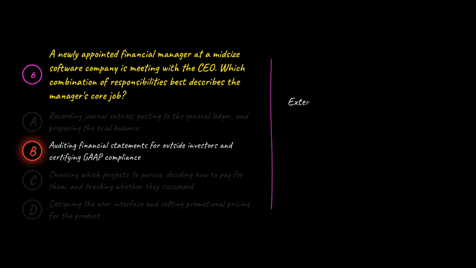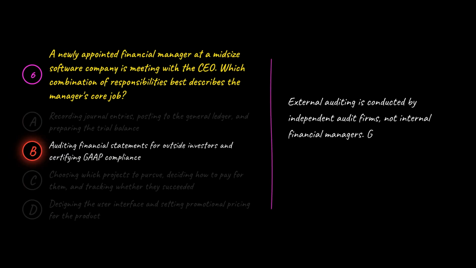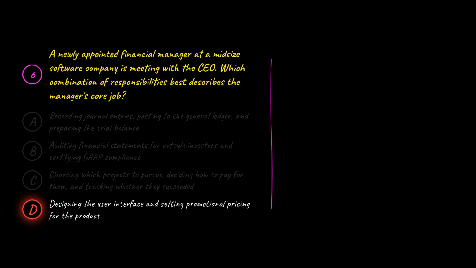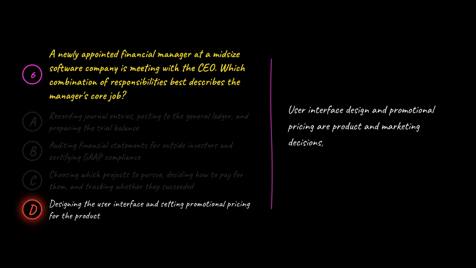B is wrong because external auditing is conducted by independent audit firms, not internal financial managers. GAAP certification is a compliance function rather than a strategic finance role. D is wrong because user interface design and promotional pricing are product and marketing decisions, not finance manager responsibilities.